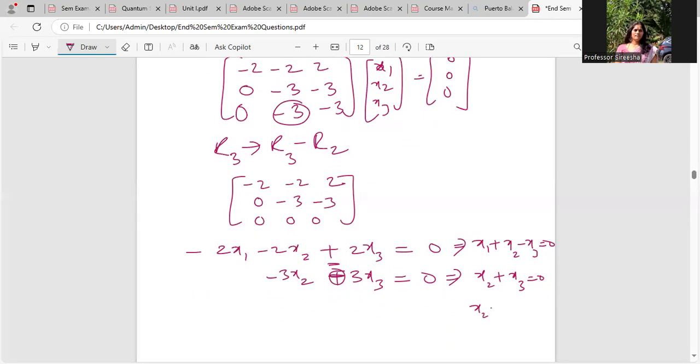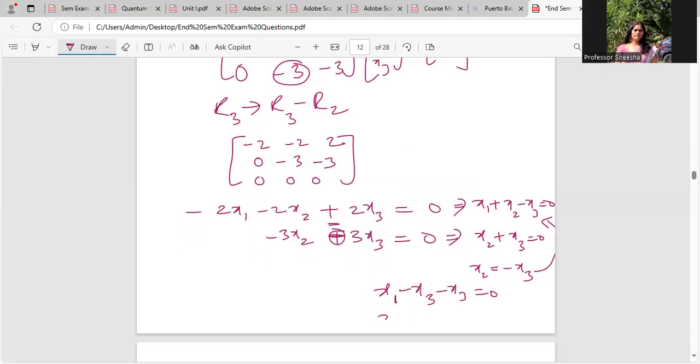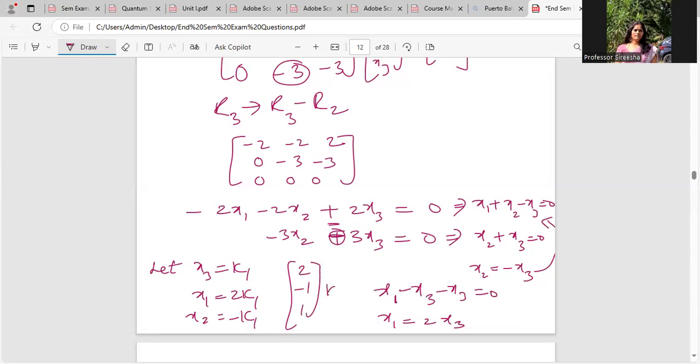I'll be substituting this relation in the first equation. So what I'll be getting is x1 minus x3 is equal to 0, or in other words, x1 is equal to x3. Right? So I'll be choosing x3 to be some, let x3 is equal to k1 or something I'll be choosing. So x1 would be what? 2k1. x2 would be what? Minus k1. So the vector would be x1, x2, x3 now: 2, minus 1 and 1 multiplied by k1. This is how I'll find the first vector.